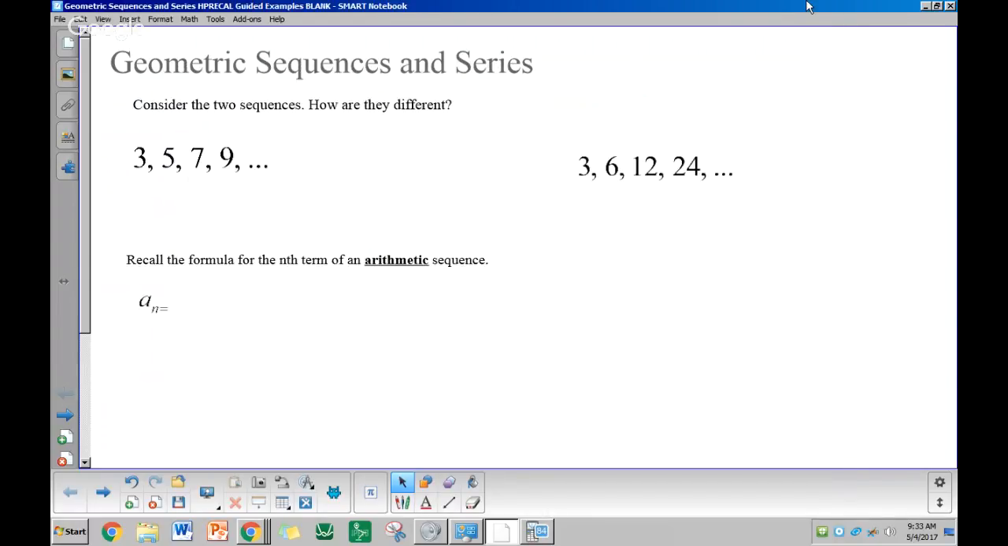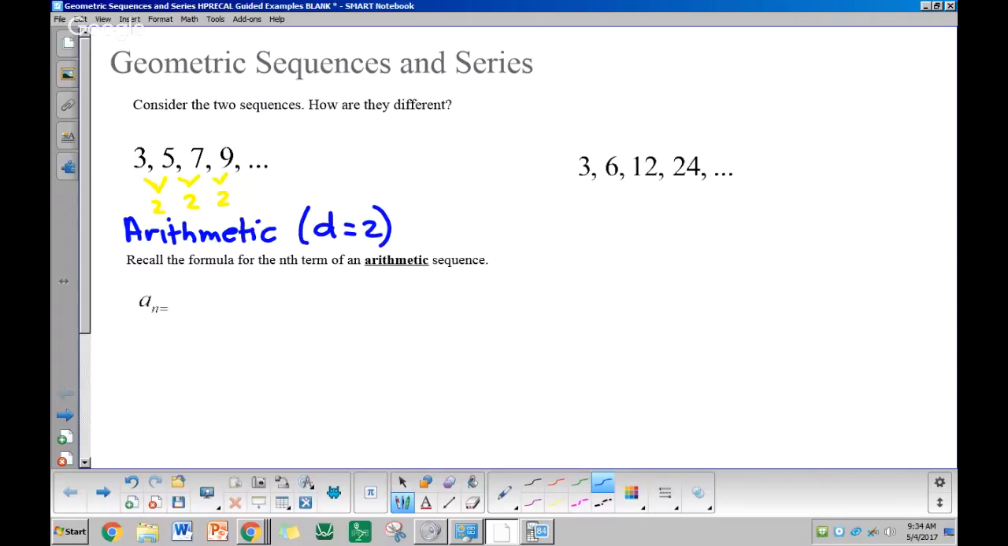All right, so we're going to talk about geometric sequences and something called series. And I'm going to do a flashback to last time and talk about the sequence 3, 5, 7, 9. This one is arithmetic, right? Because it has a common difference. The common difference here is 2. That's easy enough, where d here equals 2.